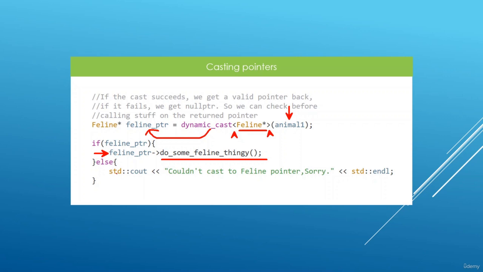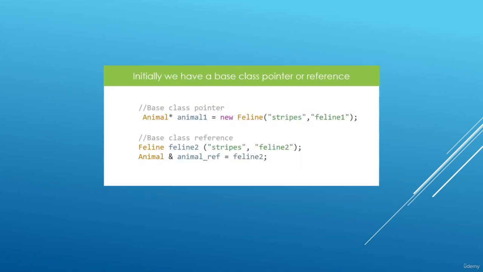But if it's a null pointer, we're going to fail and fall down here, and we can say that we couldn't cast to a feline pointer. And some of you might ask, how can this transformation fail? Well, if we go back to our code here, we have an animal base pointer, which is really pointing to a feline object in memory.